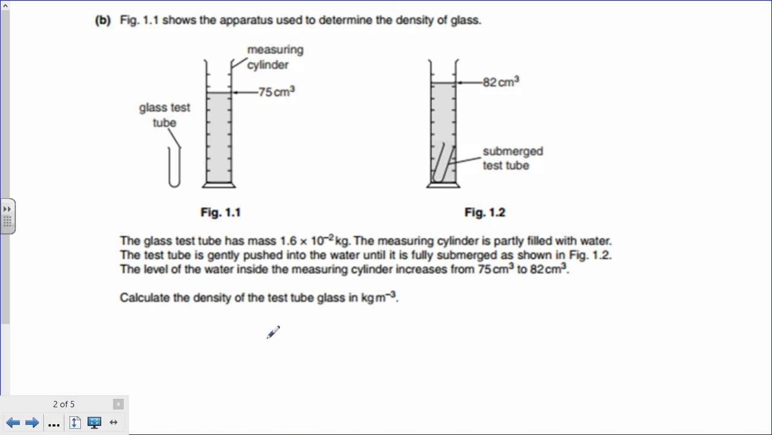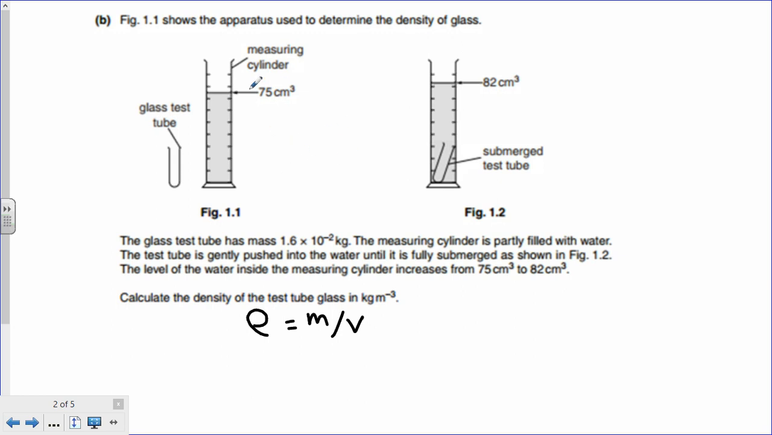Okay, let's start off by using the equation for density. And density is given the Greek letter rho, and it's mass divided by volume. Okay, so the mass we've already got, and it's in the correct units of kilograms, so we don't have to worry about that. Now we need to work out the volume, and let's explain how this apparatus works first.